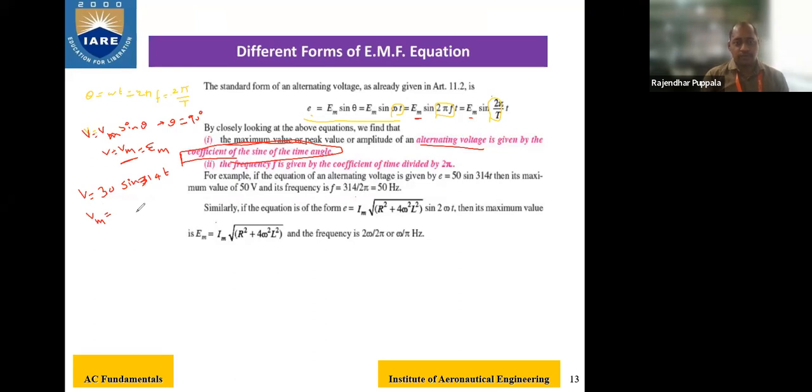Any response from your side? What is the peak value for this waveform? Already, this is point number 1. The maximum value or peak value of an alternating voltage is given by the coefficient of the sine term. Here, what is the term? 30. 30 is the maximum value here. Now, for the same waveform, I'm asking you to find the frequency.